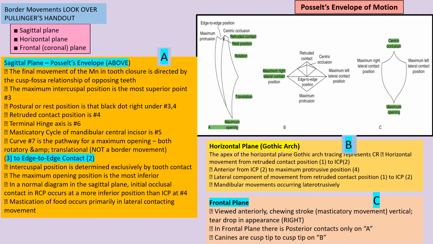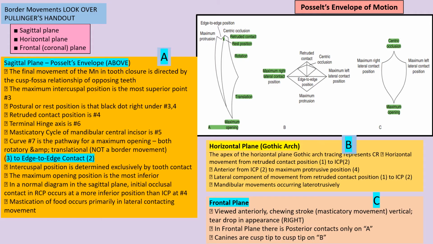The second picture is in the horizontal plane, or the Gothic arch tracing. You can see, you have the retruded contact position here, that is RC. Then there is centric occlusion. So ask the patient to come into the bite, then to swallow. And from both centric bite and centric relation, you ask the patient to go to maximum right and maximum left.